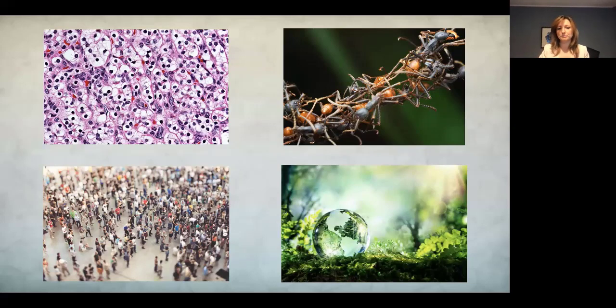So we take a comparative approach, and we look across spatiotemporal scales, from the origin of multicellularity and social behaviors all the way to the organization of human systems. Actually, this is a more recent one, and the organization of communities and ecosystems.